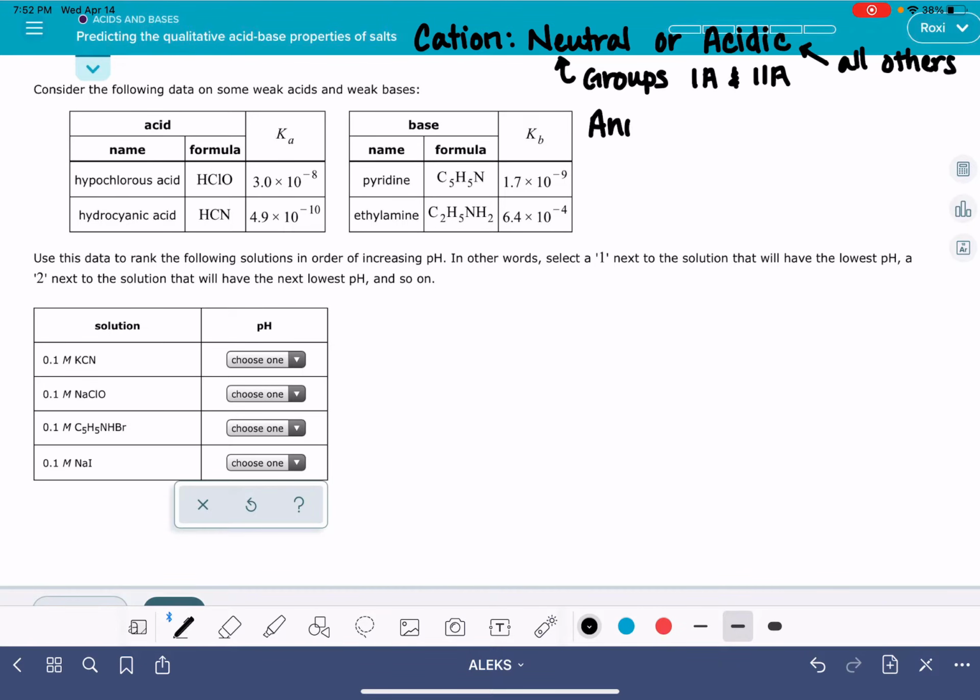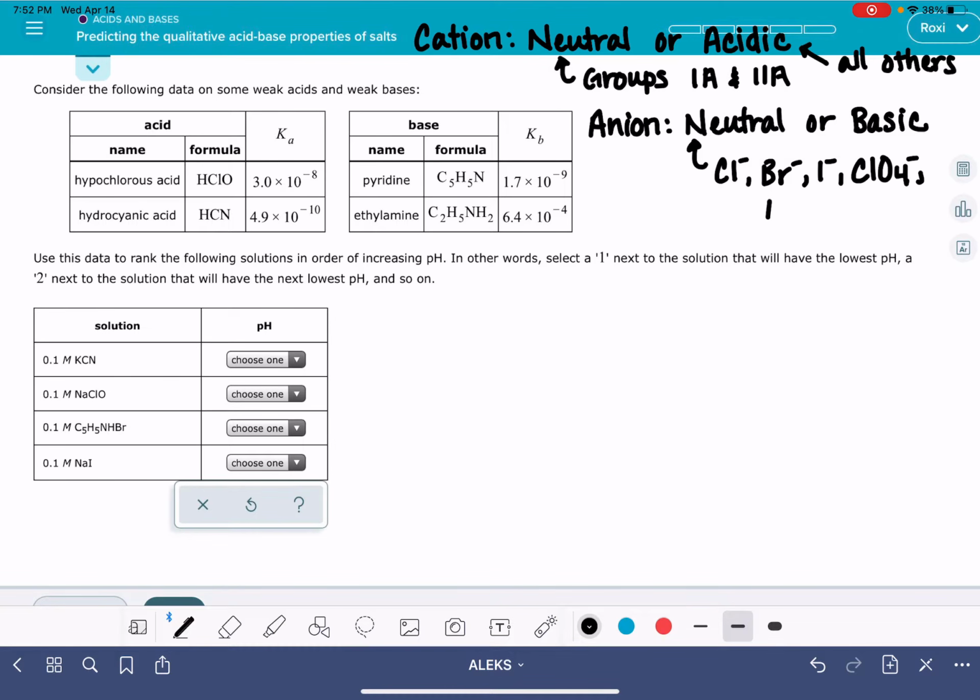The anions in an ionic compound are going to either be neutral or they are going to be basic. And our neutral anions are chloride, bromide, iodide, perchlorate, ClO4-, and nitrate, NO3-. And the basic anions are all of the other ones, everything other than those 5. So when I'm working on this particular problem, the first thing that I'm going to look at is to classify my cations and my anions as either being acidic or basic.